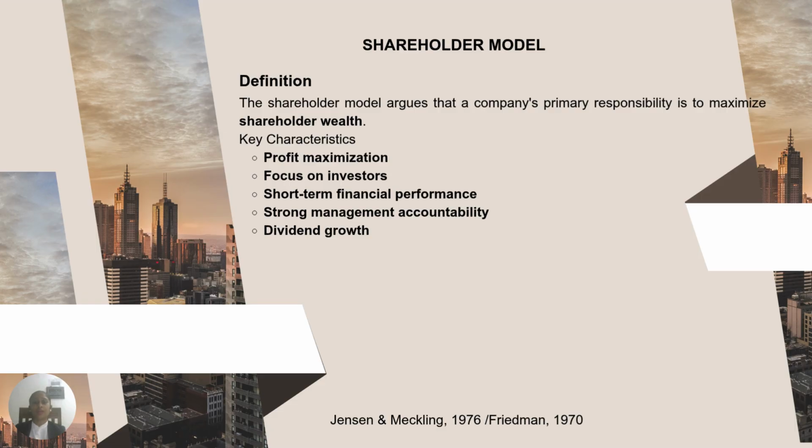The shareholder model argues that a company's primary responsibility is to maximize shareholder wealth. According to Friedman in 1970, the social responsibility of a business is to maximize profit while operating within ethical and legal boundaries. According to this, managers in the shareholder model should consider profit maximization, focus on investors, short-term financial performance, strong management accountability, and dividend growth. All decisions are evaluated based on profitability and stock market performance.